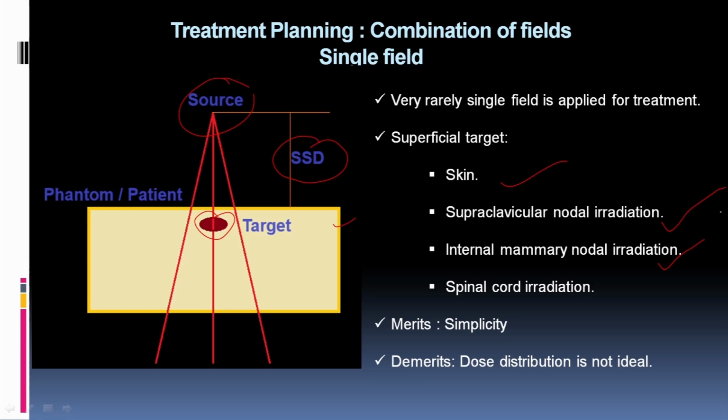We can irradiate the spinal cord. There are craniospinal irradiations, and there may be pain management or palliation cases where we can use single field treatment planning. The merit of this type of single field treatment is that we will have a very simple setup, and it is reproducible, but the demerit is that the dose distribution is not ideal, because the 4 aims which we have described in the first slide may not be achieved by the single field treatment technique.